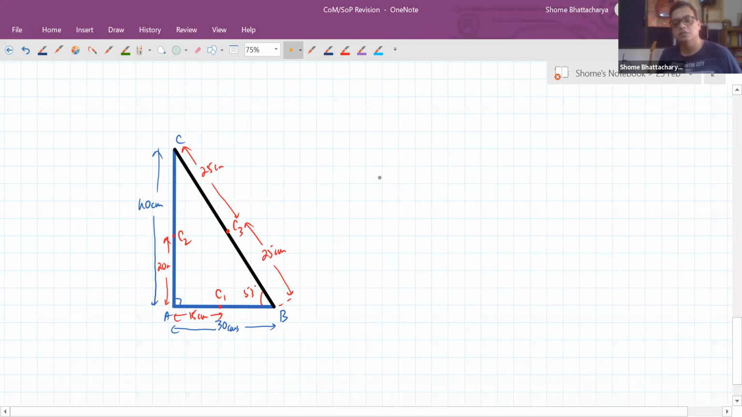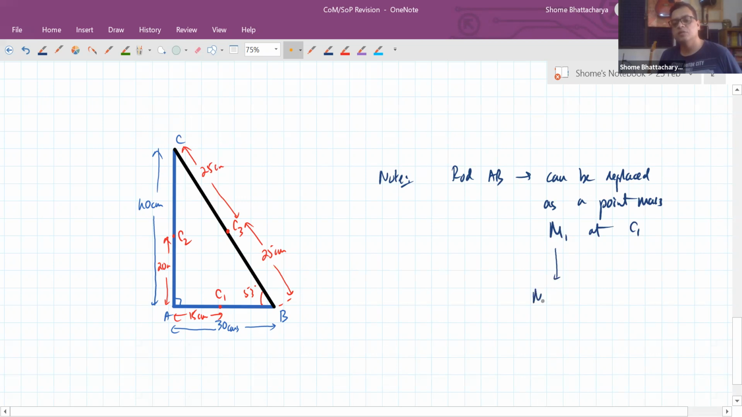Now we can see that the rod AB can be replaced as a point mass, let's say M1 at the point C1. So this M1 will be density into some area of cross section into 30 centimeters. Okay. And the position of C1 will be at 15, 0 in coordinates.